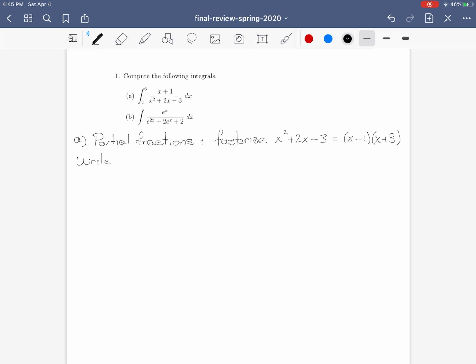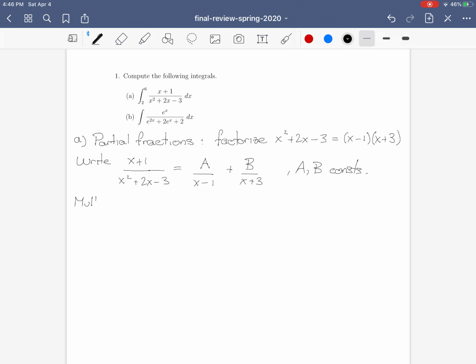So now we recognize that our integrand is a rational function of x, and the degree of the numerator is 1, and the degree of the denominator is 2, so the degree of the numerator is less than the degree of the denominator. Therefore we can immediately write down the form of its partial fraction expansion, since we've also factorized its denominator. So this takes the form a divided by x minus 1 plus b divided by x plus 3. A and b are constants.